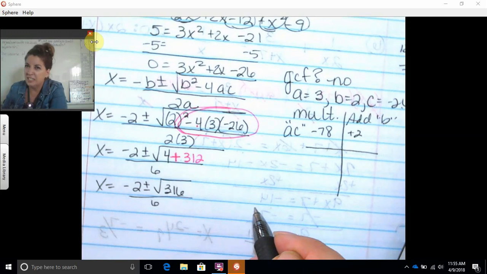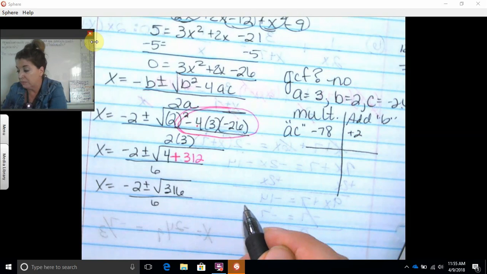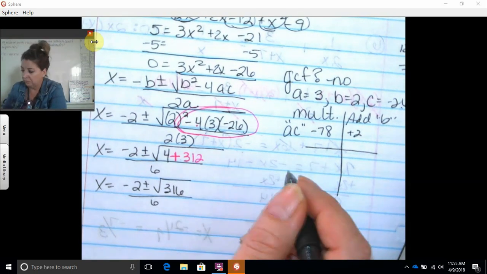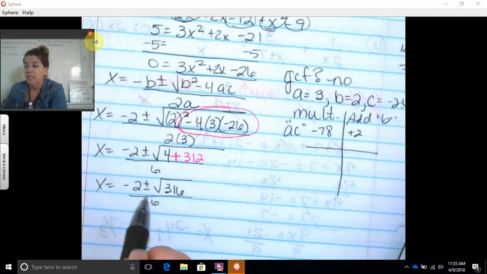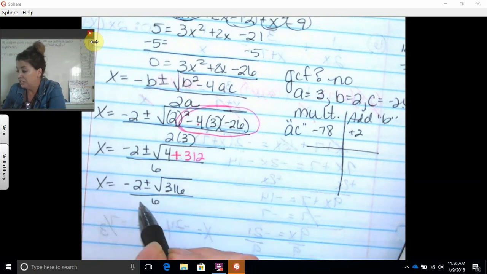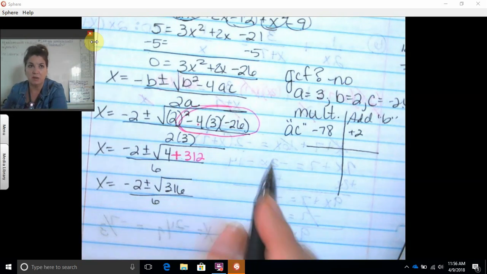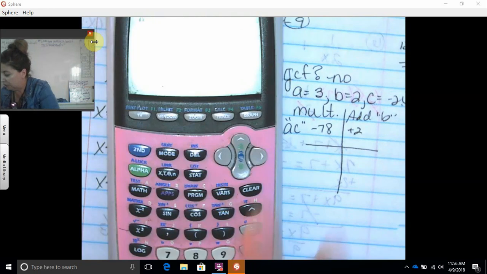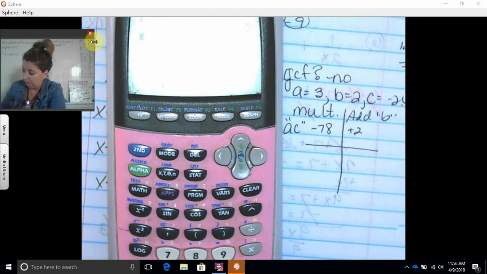Now, I don't think 316 is a perfect square, and that's okay. We can put it in decimal form, okay? Sometimes you'll even just see it left like this in radical form. But if you're graphing, remember when you solve a quadratic graphically, that tells you where your parabola crosses the x-axis, okay? So if you wanted to know where that was, it's probably easier to turn it into a decimal than negative 2 plus or minus the square root of 316 over 6. I would just turn it to a decimal, okay? So my calculator, square root of 316 is, we're going to go with 17.78.